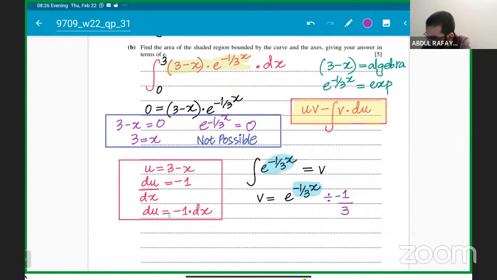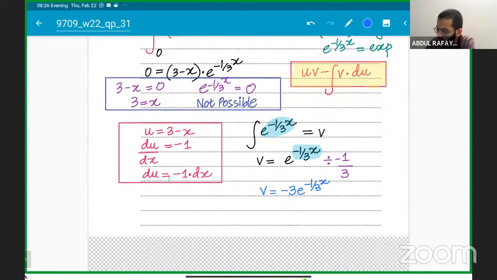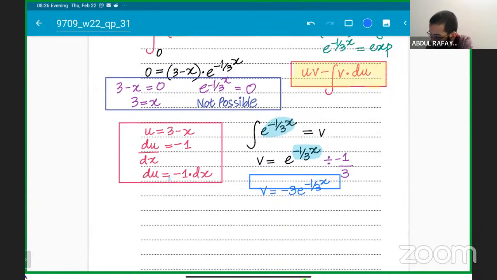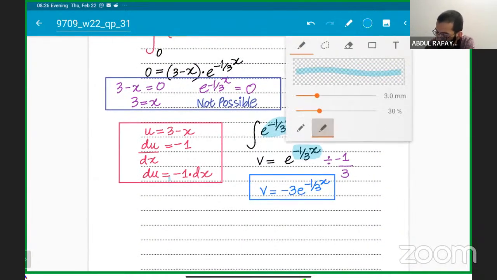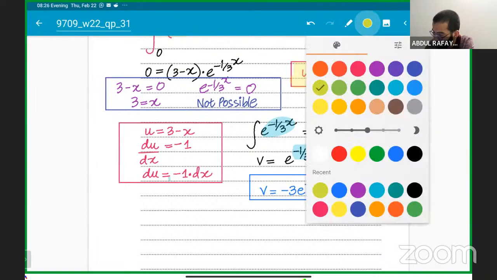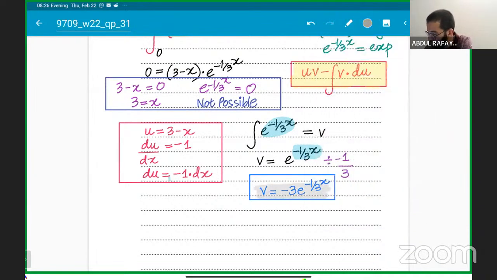I hope I am getting this correct. v is equal to minus 3 e power negative 1 over 3x. Understood, guys? Here we got v as well. Is everyone getting it, divided by 1 over 3? Everyone knows, right? The reciprocal of that. Now, putting in the formula, we have got the main things. Now you put in the formula. Step number 2 is done.